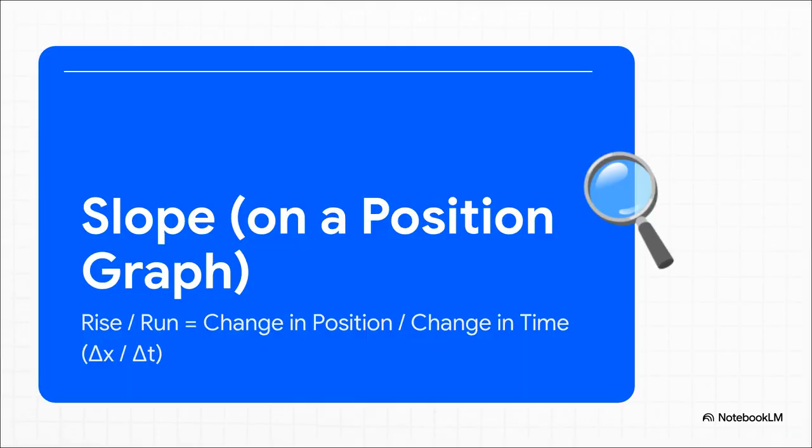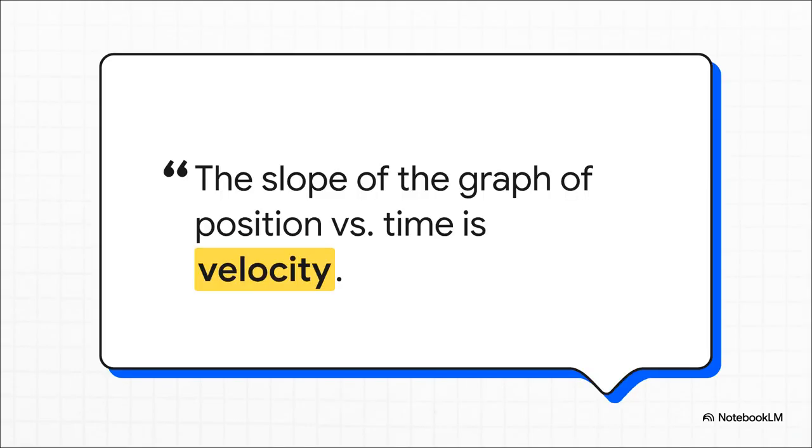As soon as we figure out what that slope means, we've cracked the first part of the code. Okay, quick refresher. Slope is just rise over run. So on this graph, the rise is the change in position, right? And the run is the change in time. So the slope is the change in position divided by the change in time. Does that ring a bell? It should, because that is the literal definition of velocity.